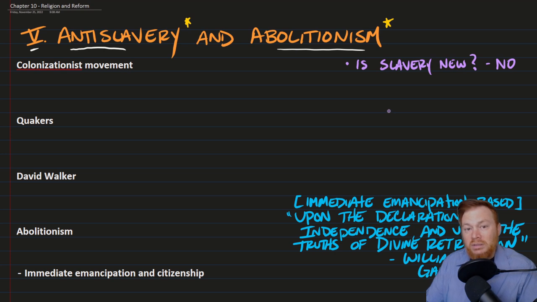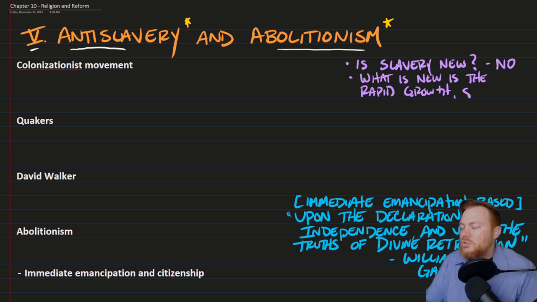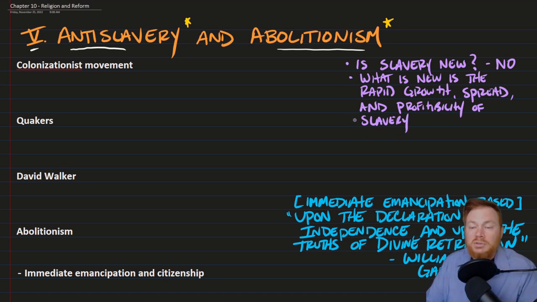But keep in mind, what is new, or what is becoming new, is the rapid growth, spread, and profitability of slavery. This is something that is covered in the next chapter, chapter 11.